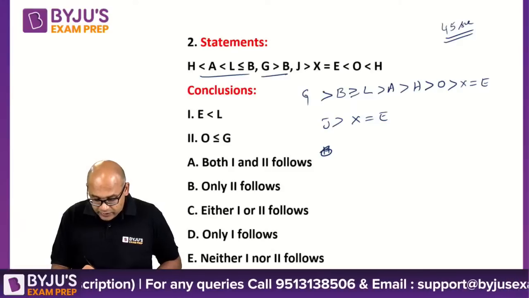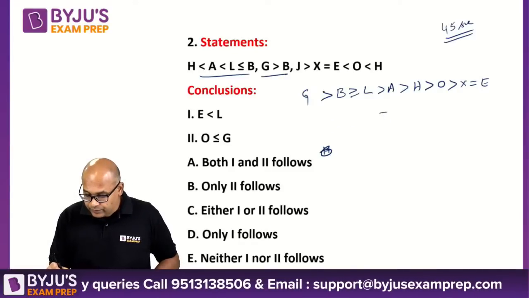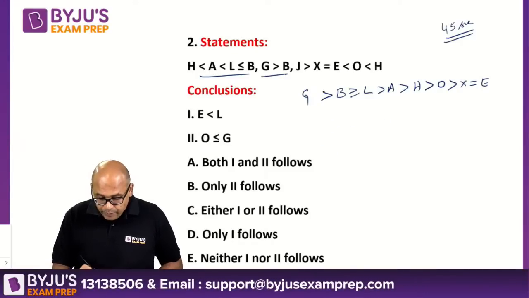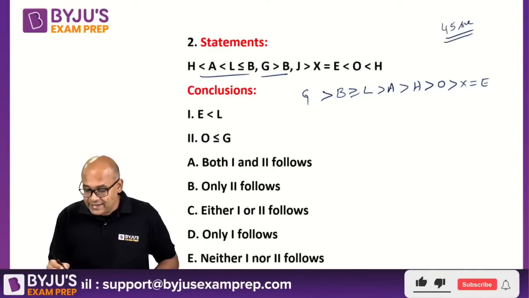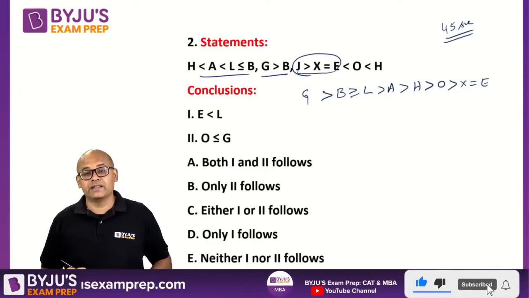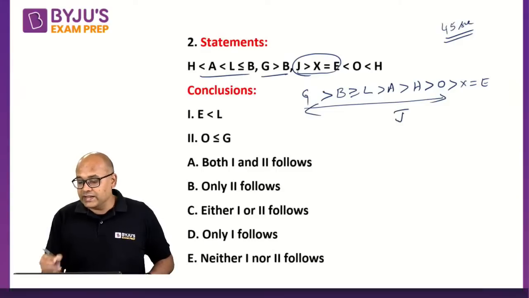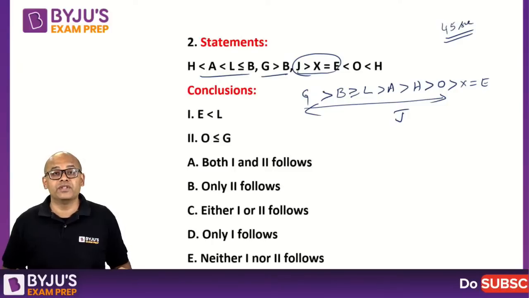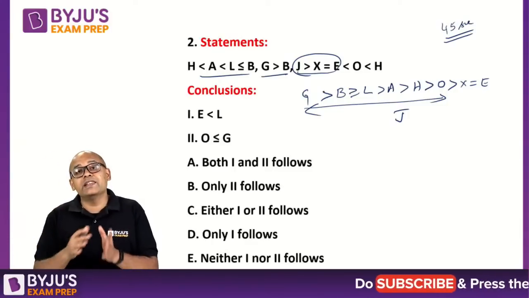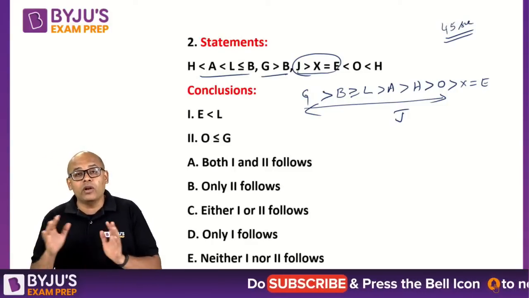So let me take this out. Now where should I put J? If you notice, J is greater than E and X. So all of these are greater than E and X. So anywhere in between I can insert a J. There's no guarantee where I can put J. But the remaining is continuous. The remaining alphabets are all perfectly continuous.